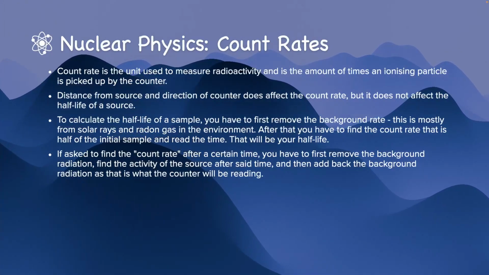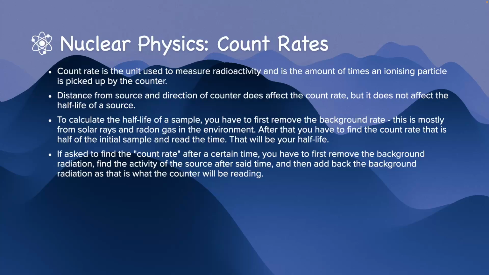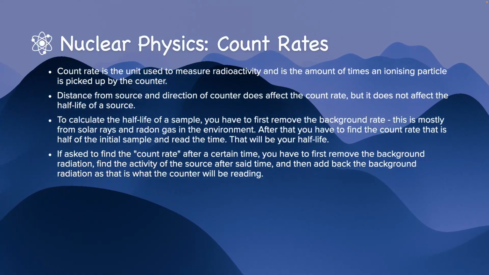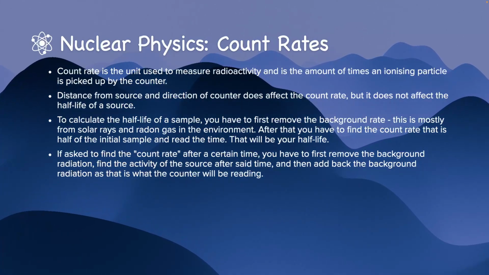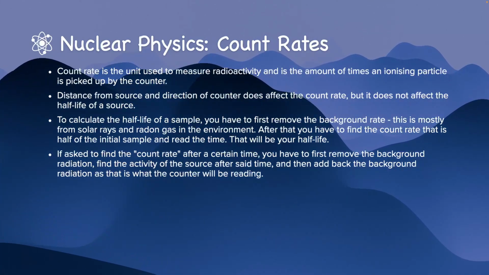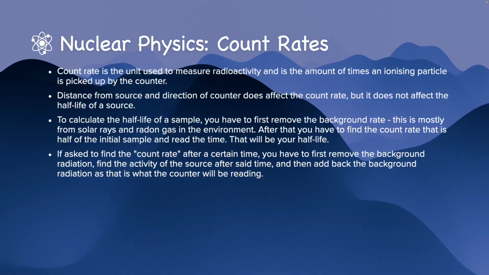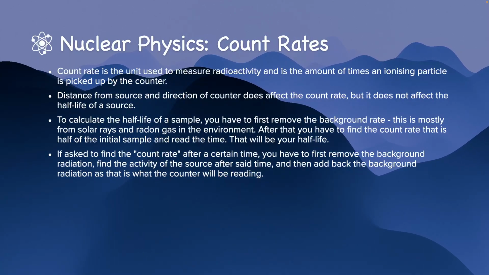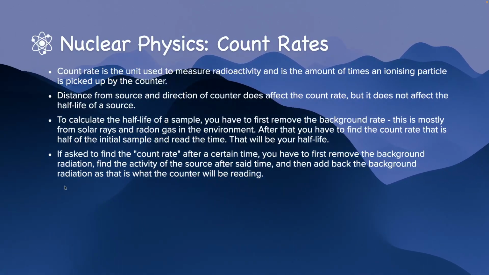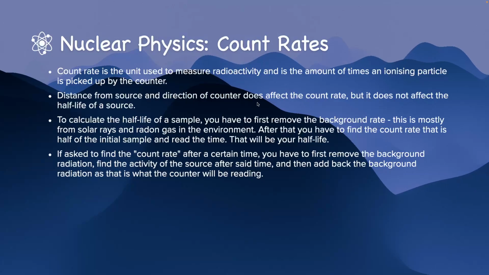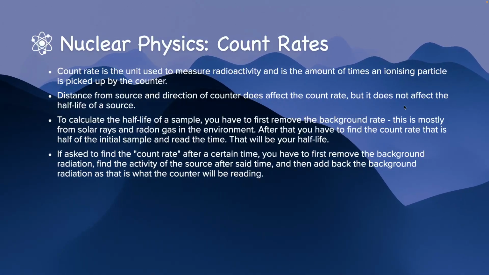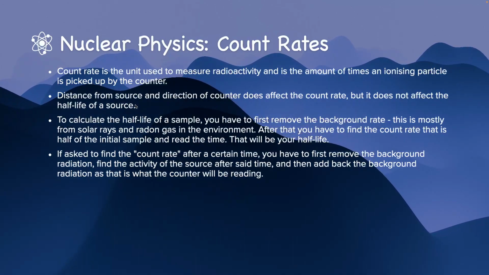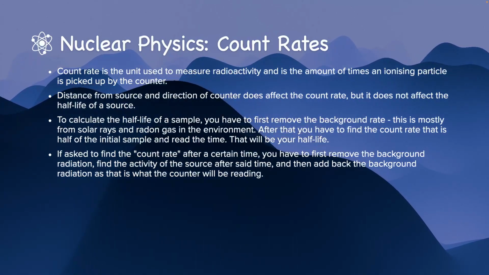There's also this concept called the count rate. That is the unit used to measure radioactivity or decay rate. It is the number of times an ionizing particle or ray is picked up by a Geiger counter, which is a sensor of radioactivity. So distance from the source and direction of the counter do affect the count rate, but they do not affect the half-life of a source. The half-life of any radioactive isotope is predefined and constant.